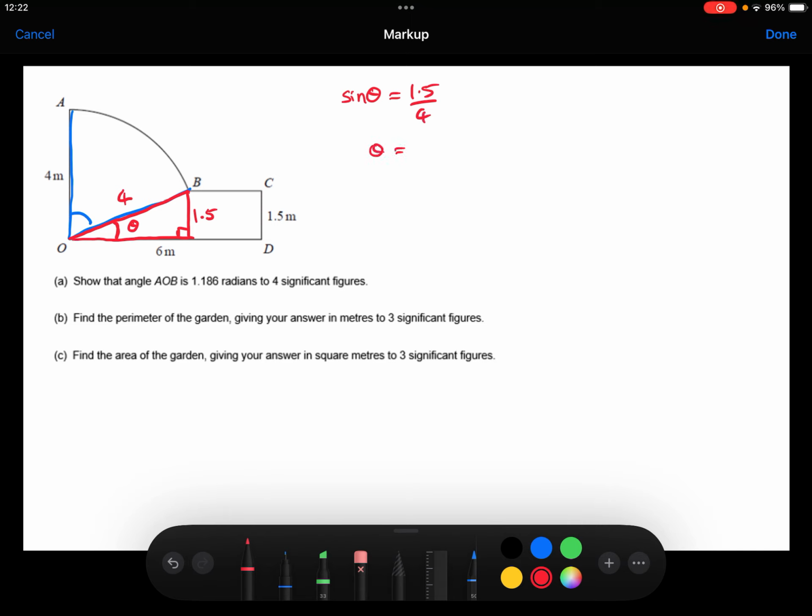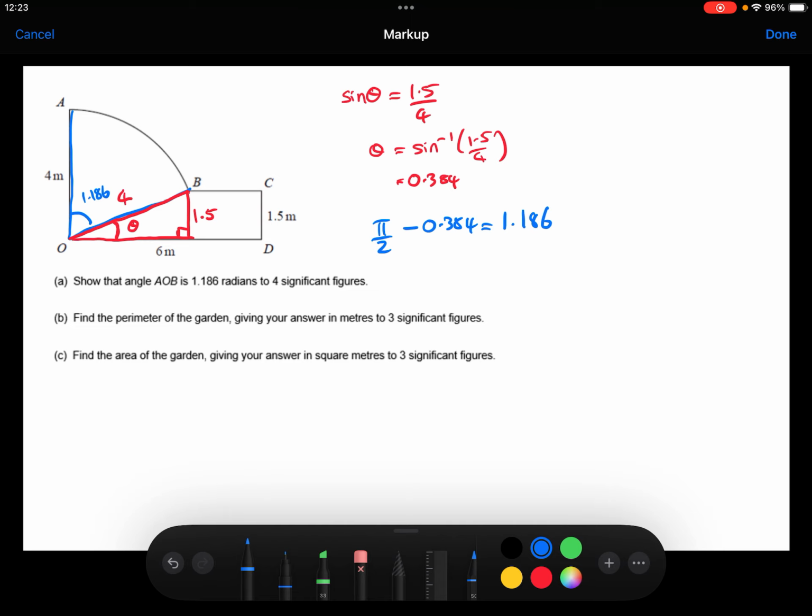So if I do sine inverse of that, making sure your calculator is in radians, we get 0.384. I'm now going to take that away from pi over 2, because we've got a right angle here, and a right angle in radians is pi over 2. So if I do pi over 2 minus the 0.384, we get 1.186, which is the angle that we needed to show. So that's part A done.